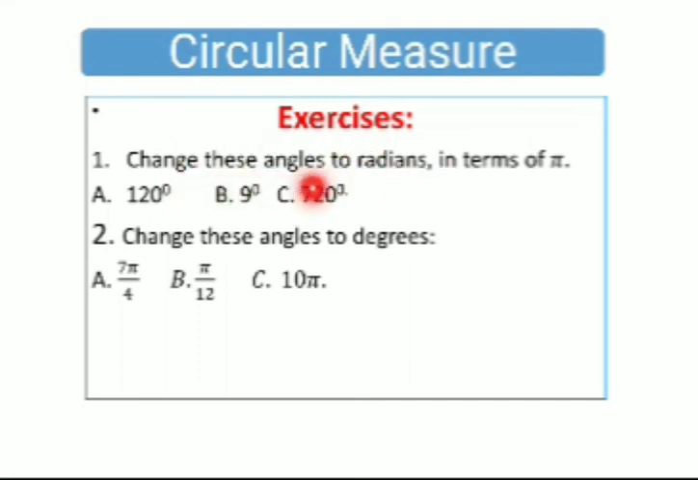Change these angles to radians, in terms of pi. They are already in degrees: 120 degrees, 9 degrees, 720 degrees. Then change these angles to degrees. They are in terms of pi, so you have to convert them to degrees.